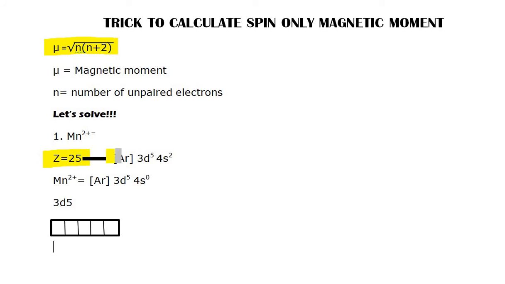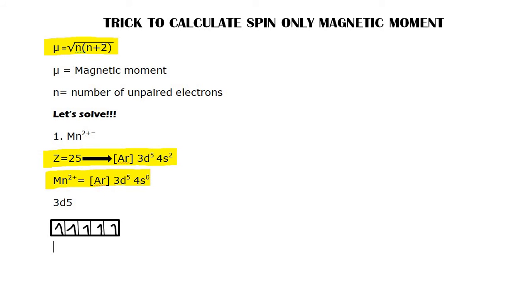So this is the electronic configuration of manganese. Here they have asked Mn2+. So the electronic configuration of Mn2+ is [Ar] 3d5 4s0. Now for 3d5 you need to arrange the electrons, like this: 1, 2, 3, 4 and 5. So I have just filled the 5 electrons.